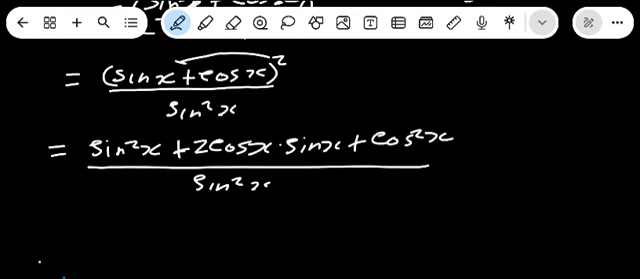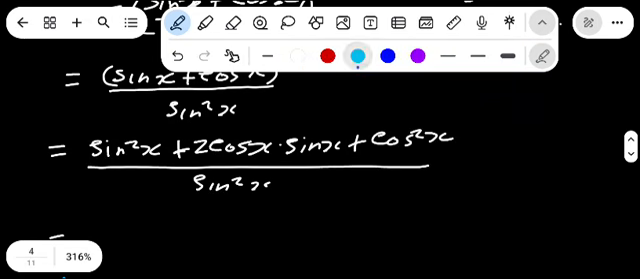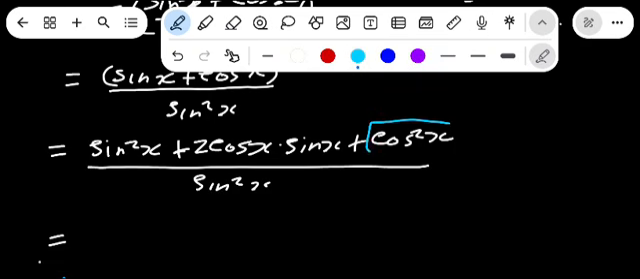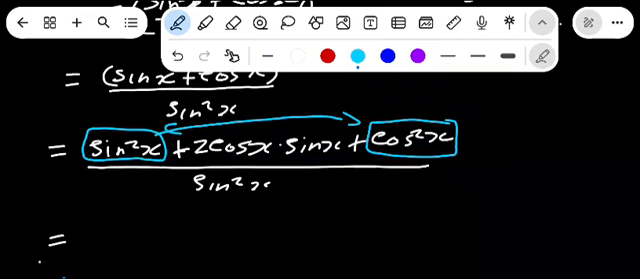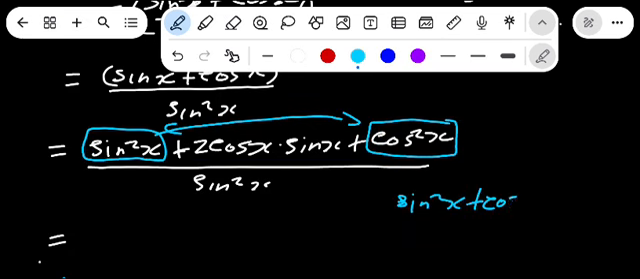All right, so we have this. If you check now, we have cos squared x, here we have sine squared x. If you add these two, they will give you what? 1. Remember, sine squared x plus cos squared x must be equals to 1. So if I'm adding these two, I will have 1. Then I'll be left with these guys.